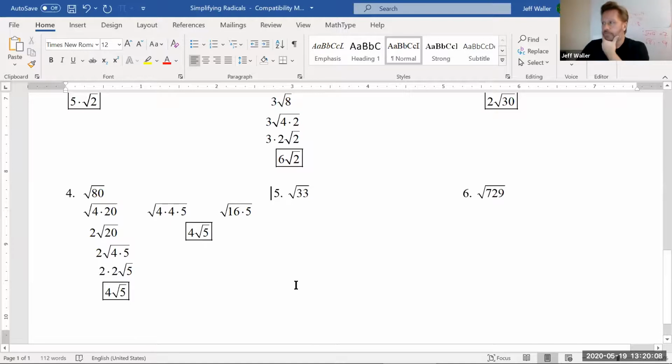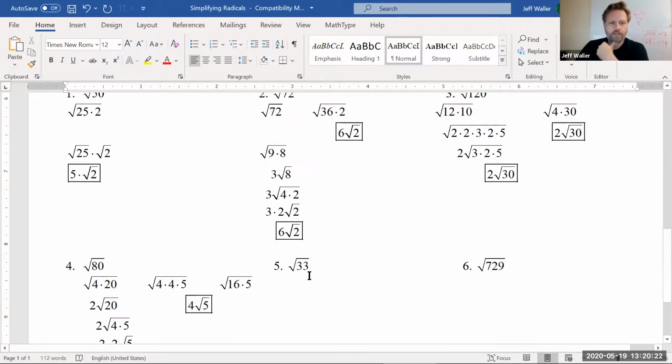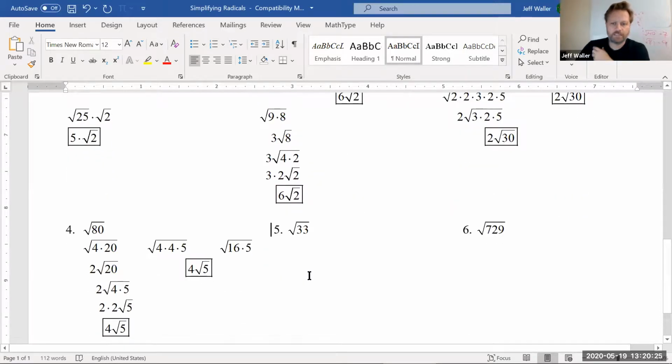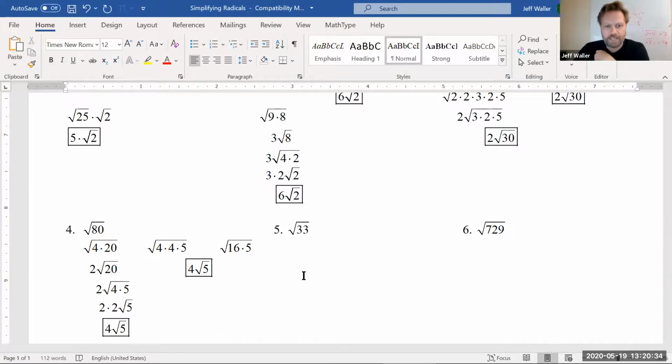All right. And what about number 5? What's the only way to break up 33? 3 and 11. Yeah, so there's not any squares in there at all. So that one is already simplified or can't be done, however you want to say it. Don't say prime, because 33 ain't prime. Just the square root can't be done. You can't simplify that root. It's like me saying reduce 9 over 11. I can't do it.